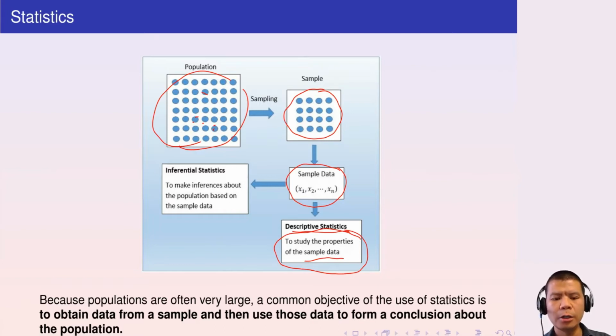Another branch is so-called inferential statistics, which is to make inferences about the population based on the sample. So it uses the sample data to make inferences about the population. That's basically what we want to do. A common objective is to obtain data from the sample and then use those data to form a conclusion about the population.